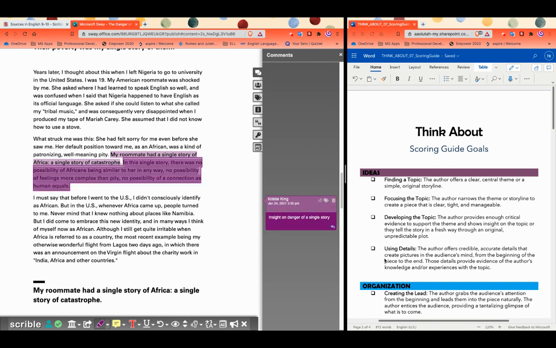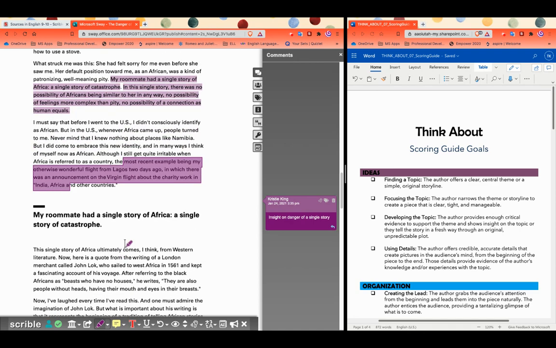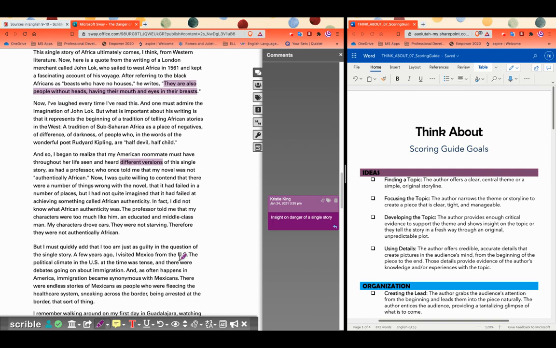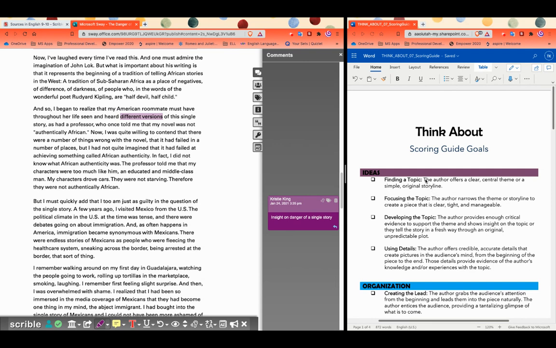And so you're going to go through that and talk about how she uses evidence, and also, how does she offer credible, accurate details that create pictures in the audience's mind? And so she makes a point of telling numerous stories throughout to create a picture of how a single story can be dangerous. And here, I think, she definitely uses evidence and creates a vivid picture. And so you'll look through and highlight in purple anything that helps her do any of these particular things.